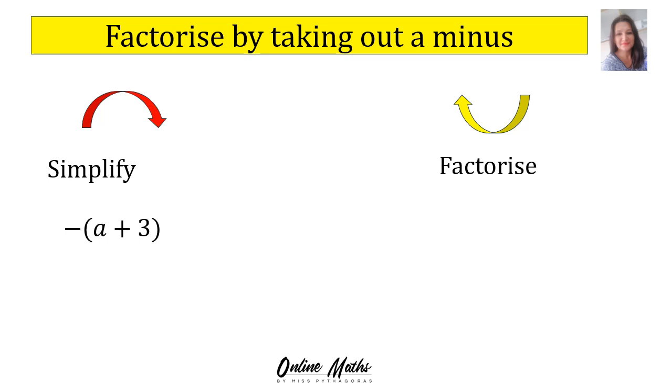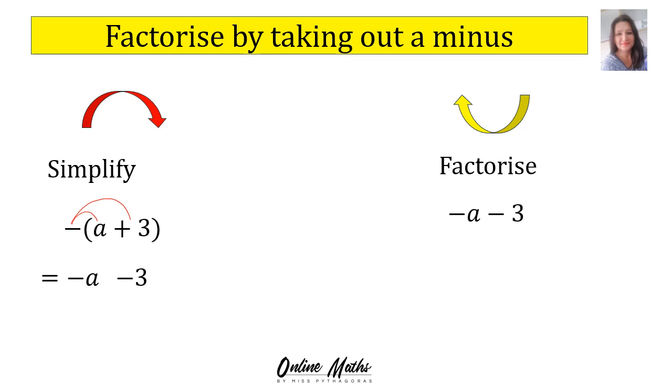Now the last type of factorization I'm going to teach you in this video is we will factorize by taking out a minus. Now let's go back to the beginning. When we simplify, remember I said simplification means we get rid of the bracket and we will use the distributive property. So to simplify this one, we will say a minus times a plus a is minus a, and minus times plus 3 is negative 3. That's simplification. So on the right hand side, factorization is the opposite of simplification.